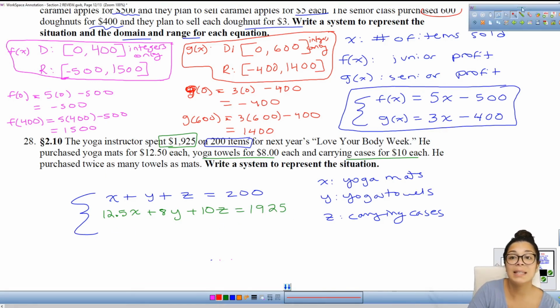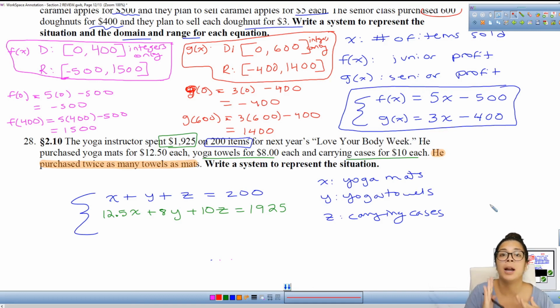All right, and then the last equation actually comes from this second to last sentence. He purchased twice as many towels as mats. Now let's break this down, right? He purchased twice as many towels as mats. So what did he purchase more of?